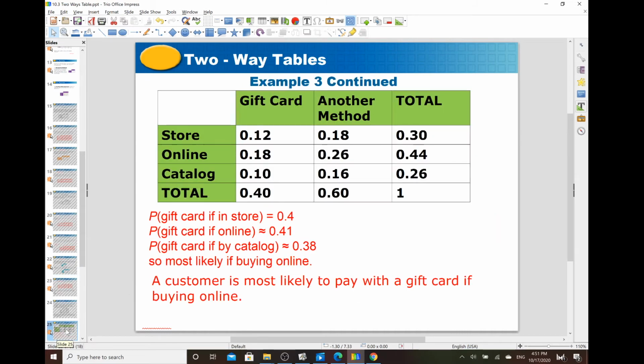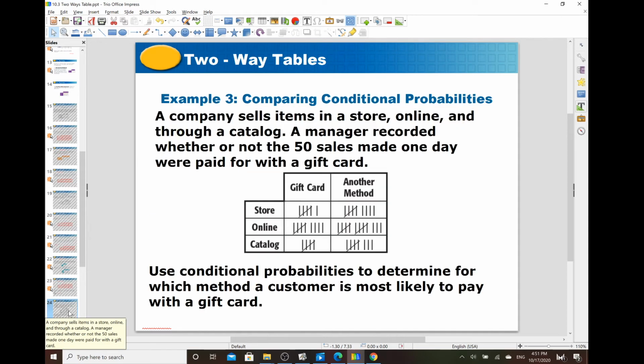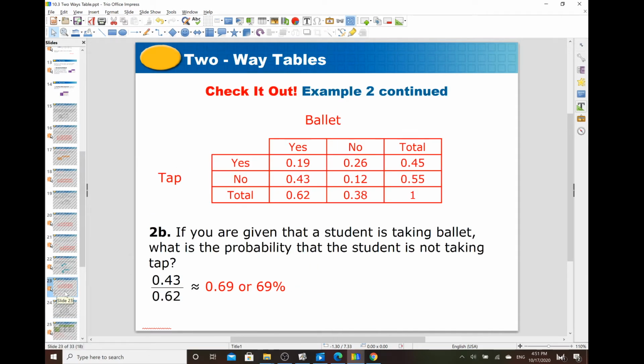And here's what we found. So if you're given that the student is taking ballet, what is the probability that the student is not taking tap? So taking ballet. Okay, yes, yes. So that would be about 0.43. And the probability that the student is not taking tap. Okay, so taking ballet but not taking tap. So that would be 0.43 divided by 0.62. And then the percentage would be what? 0.69.